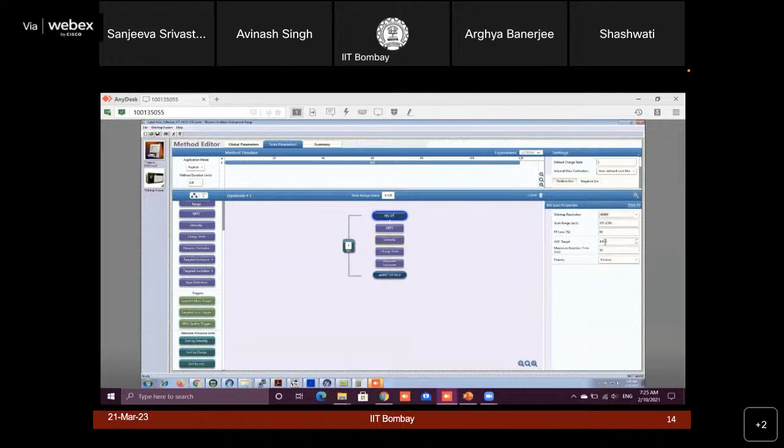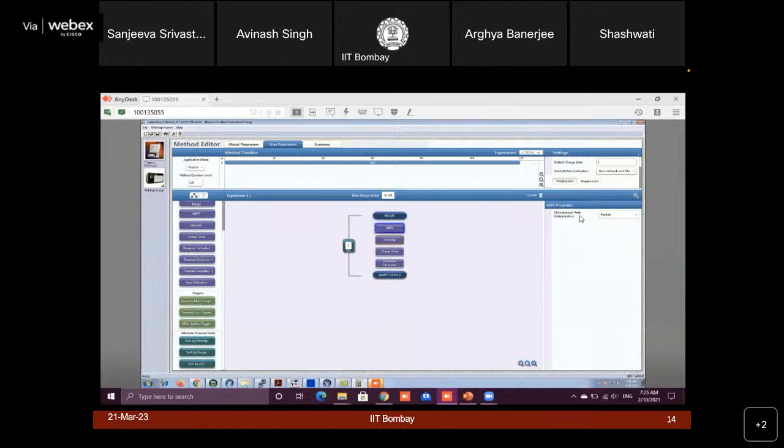The AGC target is 4 into e to the power of 5. Maximum injection time is 50 millisecond. We have set it to 50 millisecond. You can optimize it according to your protocol. And finally, the polarity, we are observing the positive mode. But in case of a metabolomics experiment, you can go for positive and negative both.